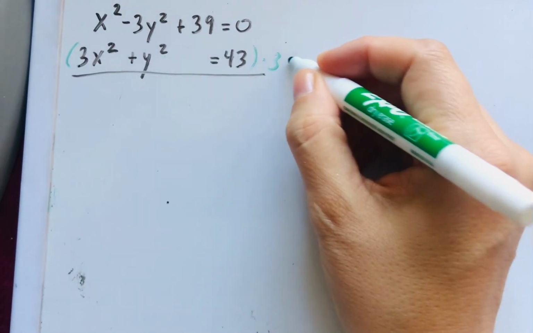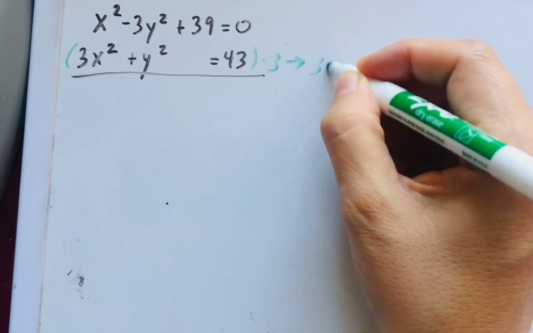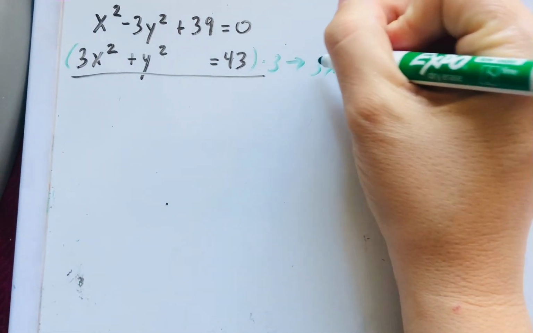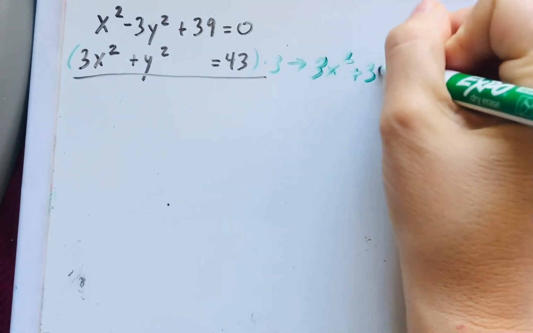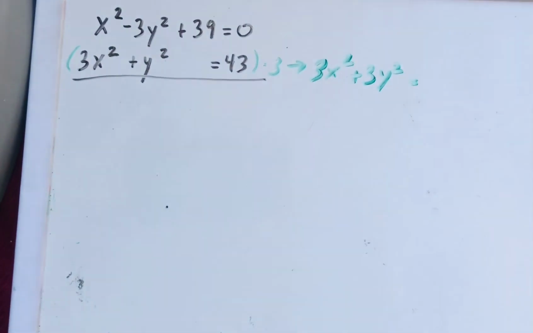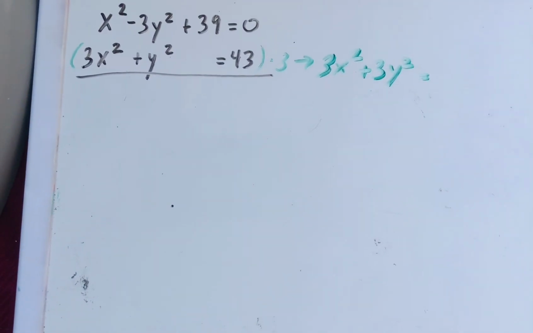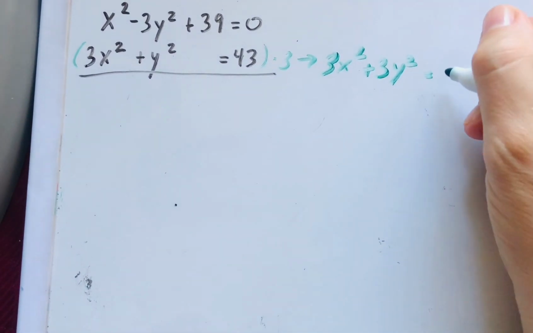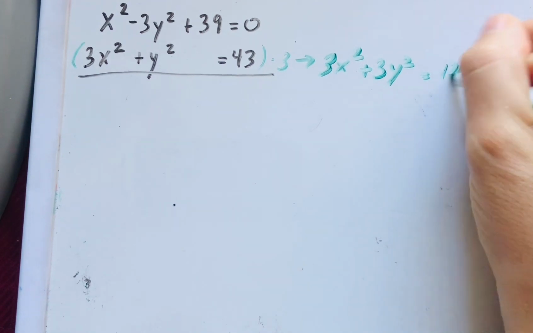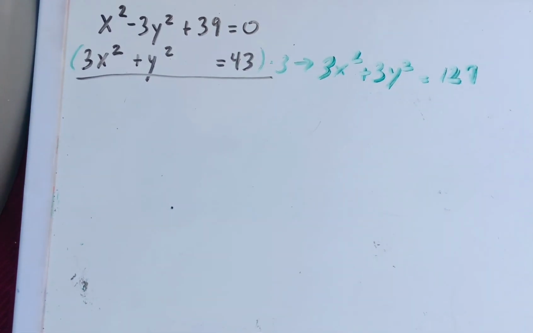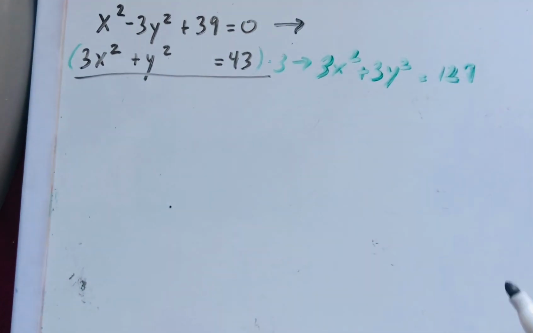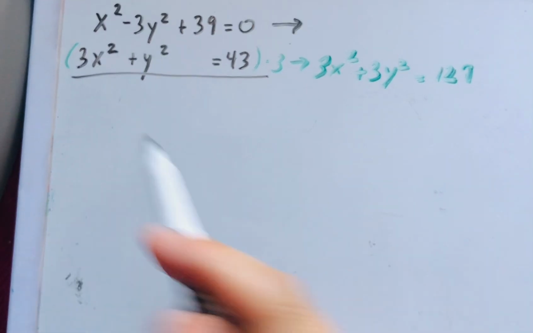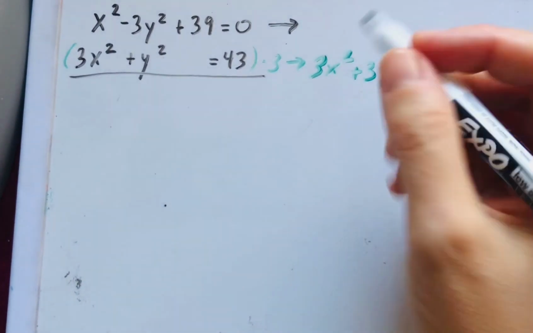If I do that, I end up getting 3x squared. It's kind of hard to see my 3, sorry. 3x squared plus 3y squared. And when I do 43 times 3, I get 129. Okay, so when I combine that with what's above, so just copying and pasting the first equation, sometimes you actually have to do more than that, right? You have to multiply both equations by a number, but in this case this should be good.